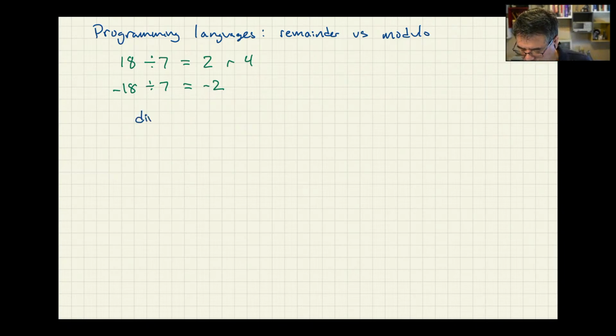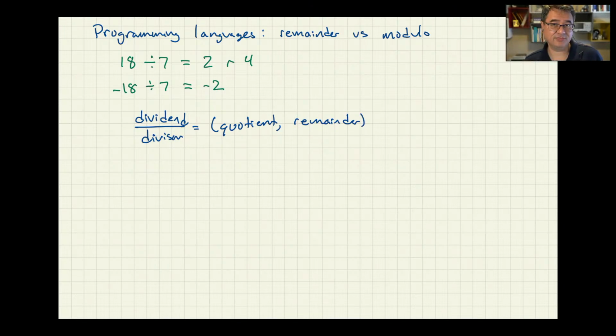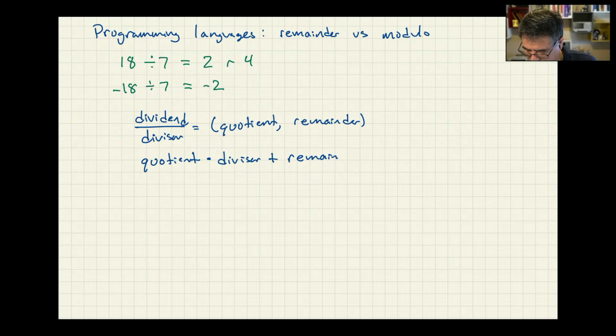When you're doing a dividend divided by the divisor, you get a quotient and a remainder, a pair of numbers. And all four of those numbers, the dividend, divisor, the quotient, and the remainder, have to obey a formula. And that formula is, if I take the quotient and I multiply it by the divisor and I add the remainder, I should get my original number, the dividend, back.